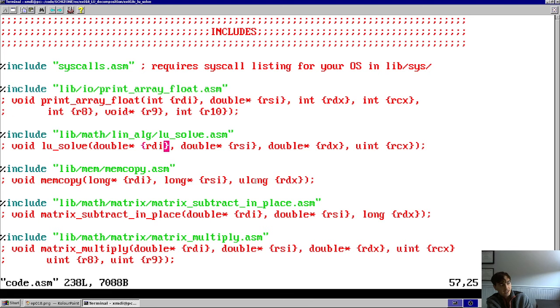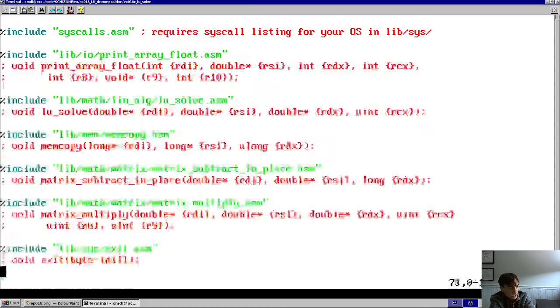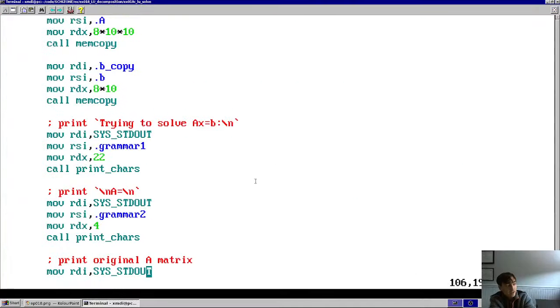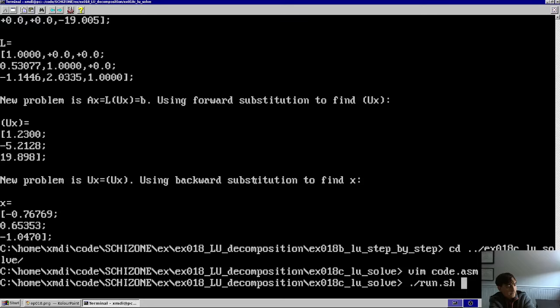You have to pass in your destination vector for your unknowns. You also have to pass in the A matrix that you want to factor and then use to solve the equation, as well as your right-hand side vector at the location in RDX, as well as the size of your system, a square system of dimension RCX. And so how does this work? Well, honestly, I think what this is doing is, let me run it for you.